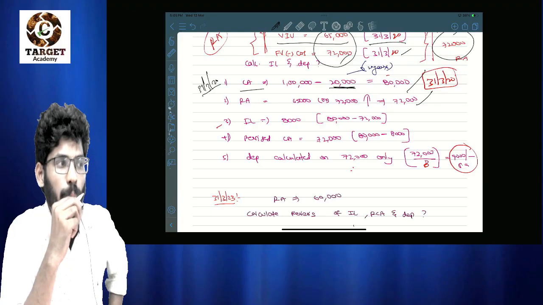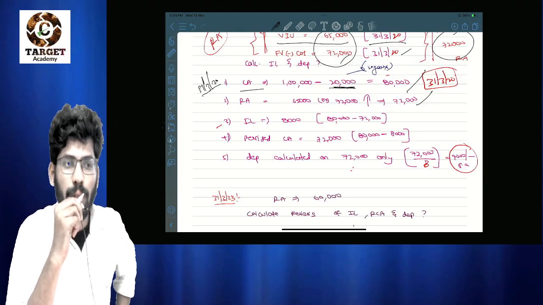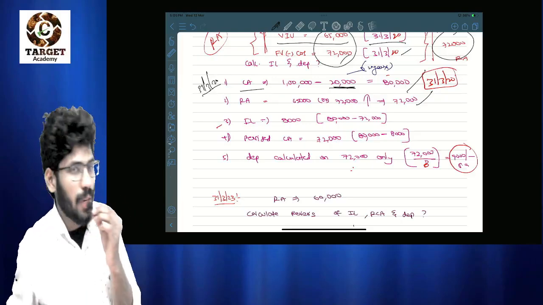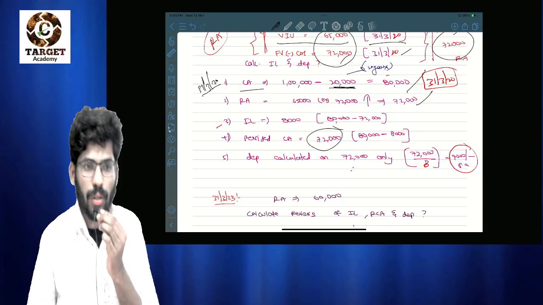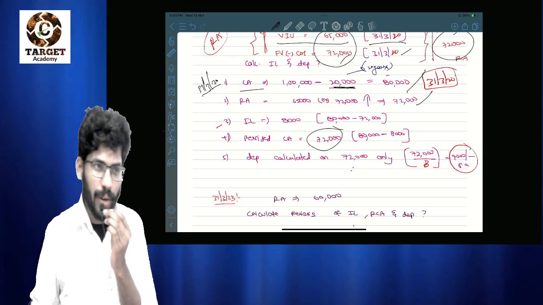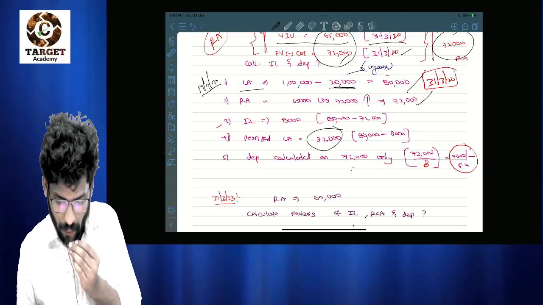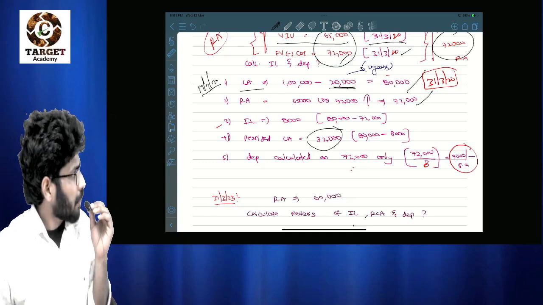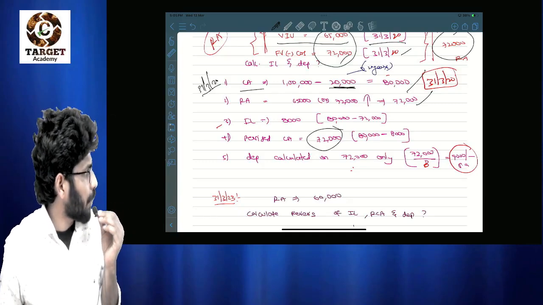Then what is the revised carrying amount? 72,000. The recoverable amount should be the revised carrying amount. Correct or not? Yes. So from that year we need to calculate depreciation on which value? 72,000 only. Obviously the carrying amount is 72,000, so we need to calculate depreciation on 72,000 only.